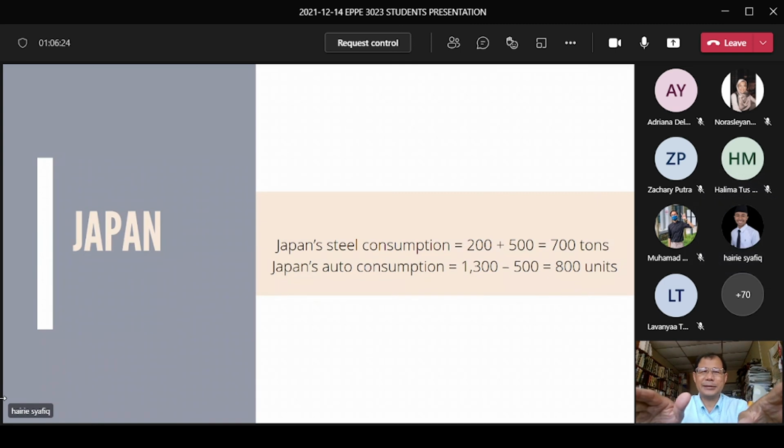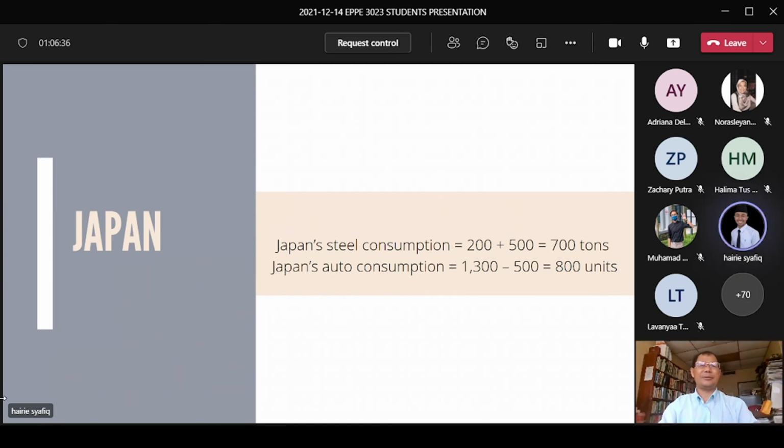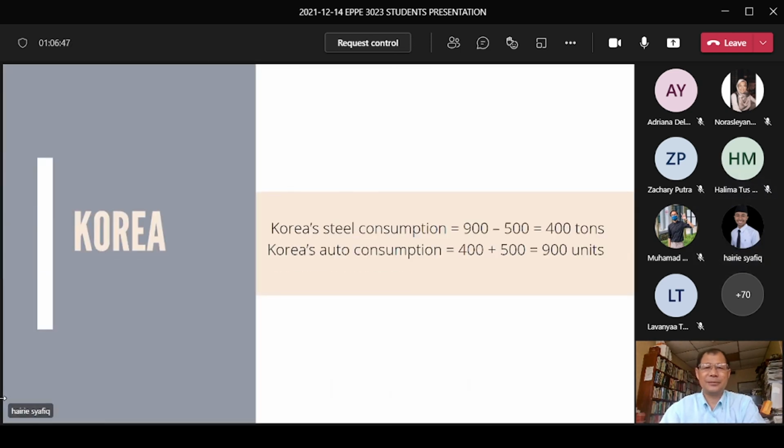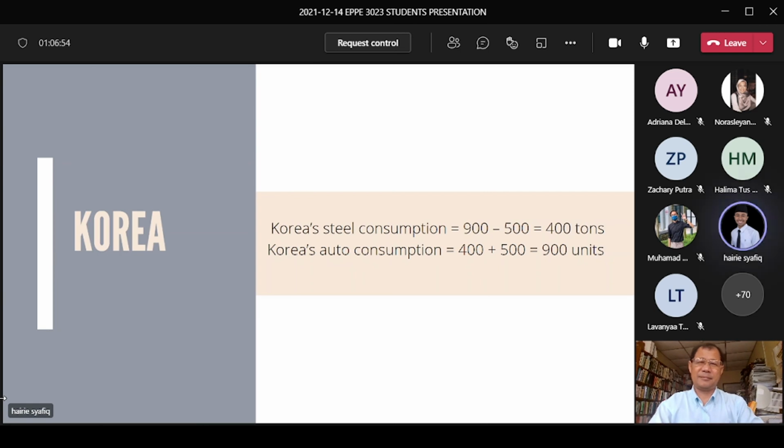Never mind, this is our exercise, and we learn from our exercise. So check. For Japan, consumption gain will be 200 steel and 200 autos. For Korea, consumption gain from this trading will be 200 steel and 100 automobiles. Okay, so finish, right? We have to move on to the next group.